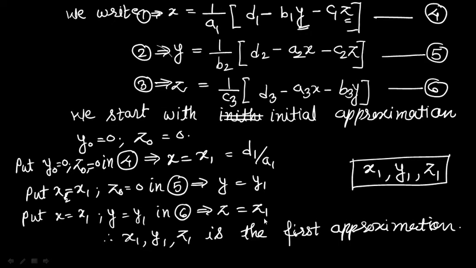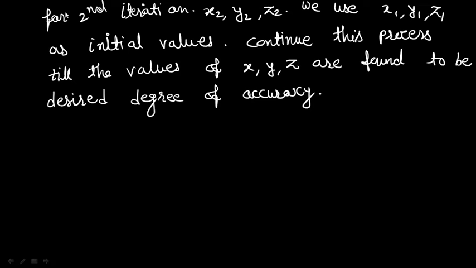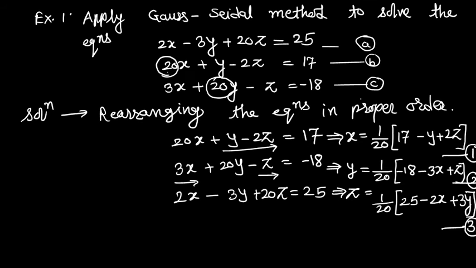Now we use these for the second iteration as initial values. Therefore, for the second iteration, x2, y2, z2, we take x1, y1, z1 as initial values. Continue this process till the values of x, y, z are found to the desired degree of accuracy. Now we discuss a problem on this.